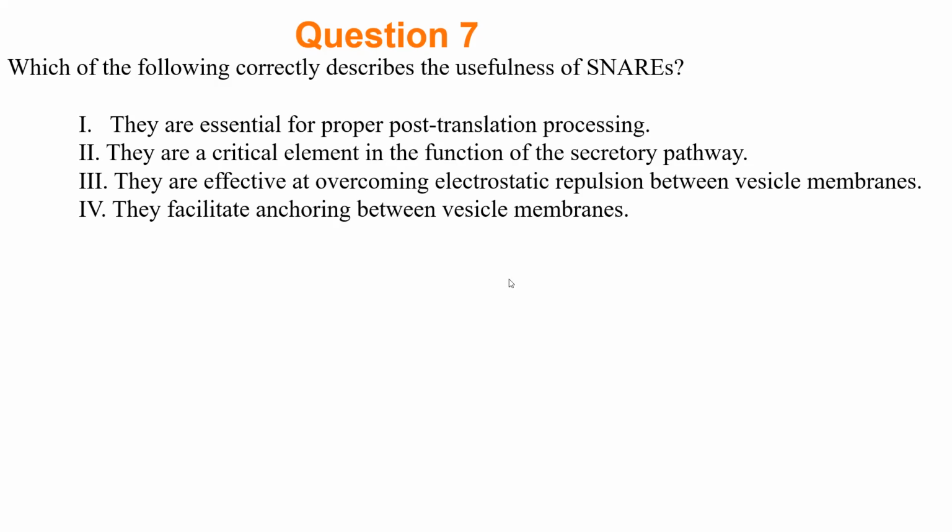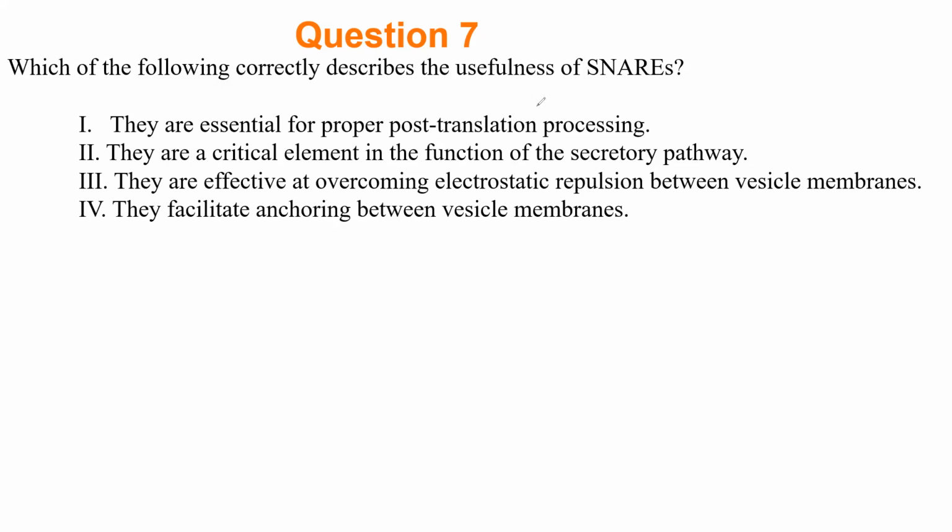It is 3. They overcome the electrostatic repulsion between, wait, they do not do that. They do 3. The wording is a little funky there, between vesicle molecules. It should be between vesicle and the plasma membrane. Just realized that now, but yeah, the best answer there is 3.